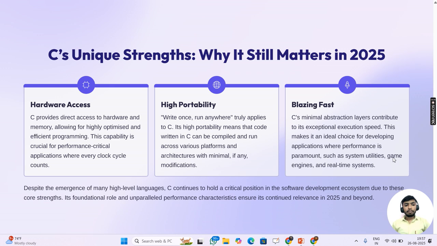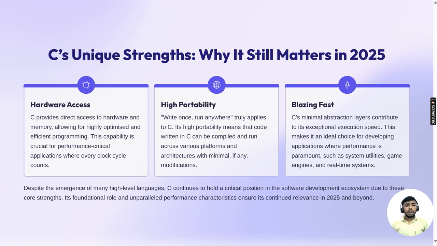Despite the emergence of many high-level languages, C continues to hold a critical position in the software development ecosystem due to its core strengths. Its foundational role and unparalleled performance characteristics ensure its continued relevance in 2025 and beyond. So, why does it matter in 2025? Because C is a very basic and core language, and for the software development ecosystem you have to learn the fundamental core system. So learning the C language is very much mandatory in 2025. Let's go to our next slide.